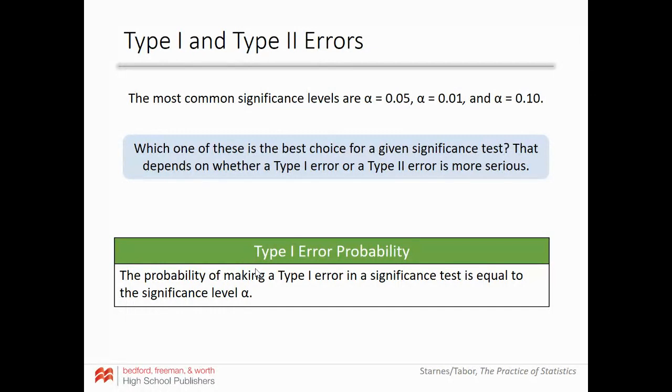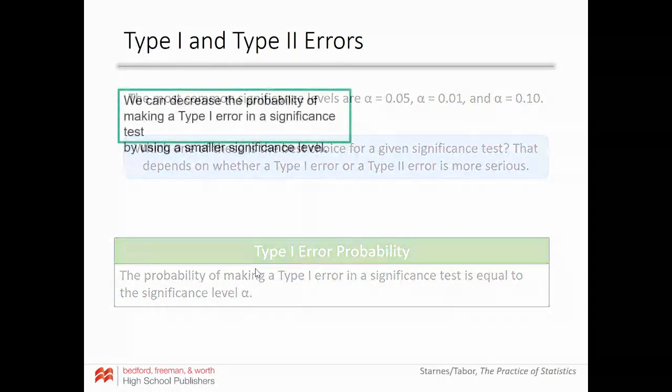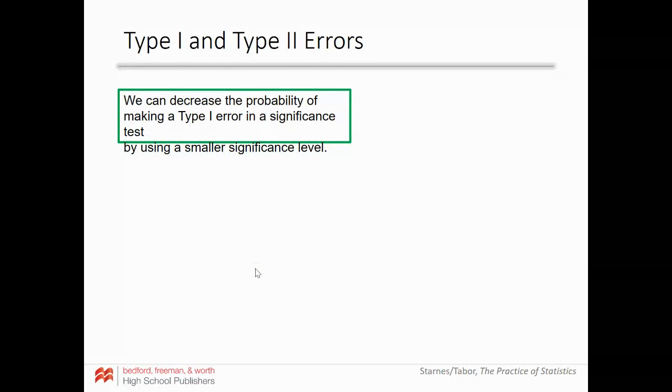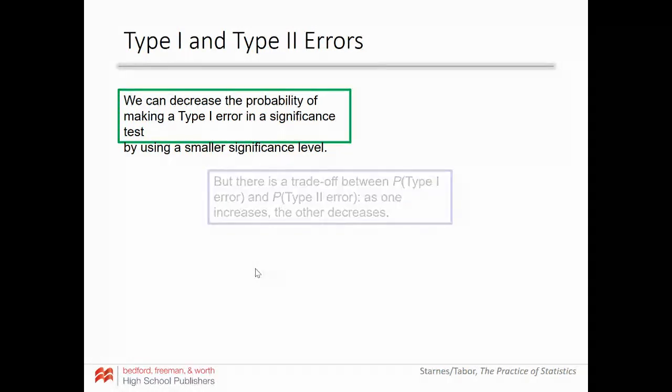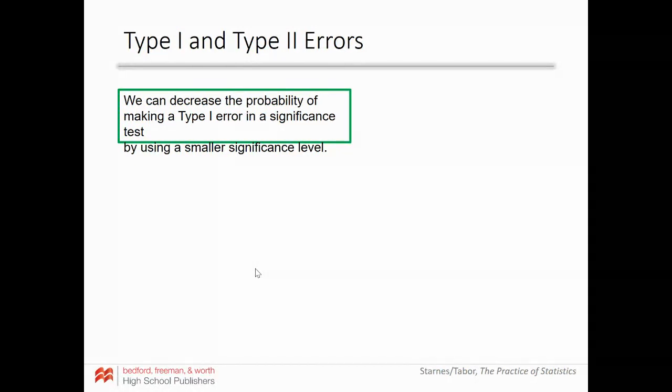Since with significance testing we either reject H naught or fail to reject H naught, we're basically saying 5% of the time I'm going to reject H naught when I shouldn't. So the alpha level determines the probability of a type 1 error. We can decrease the probability of making a type 1 error in a significance test by using a smaller significance level. Depending on where you are in that potato problem might determine what significance level you want to be at.